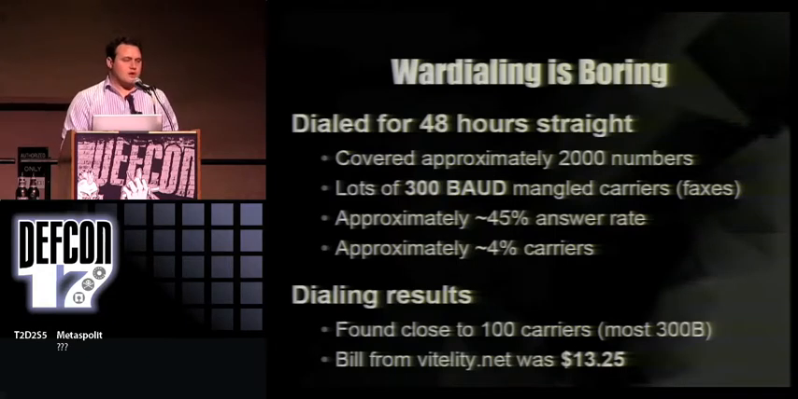So if you see a whole bunch of 300 baud connections over a VoIP connection, that's why. One of your devices sucks. Basically, it's about a 45% answer rate, and this is how it's panned out. About 4% of all the lines that I dialed were carriers. I spent basically 48 hours to only find about 100 carriers that are mostly really fax machines, and I spent about $13.25 on it.